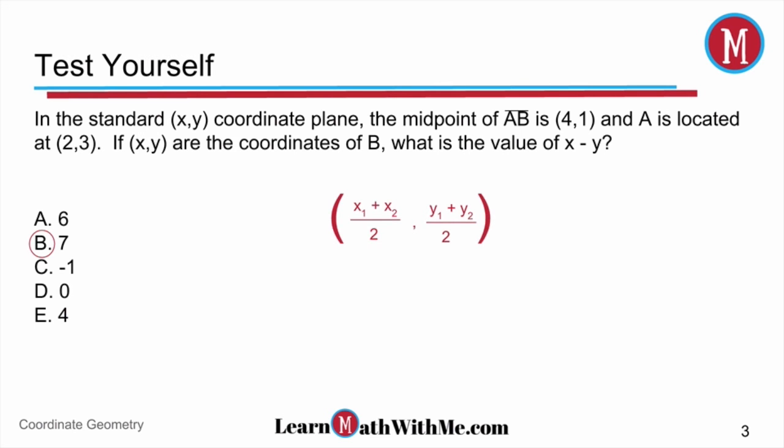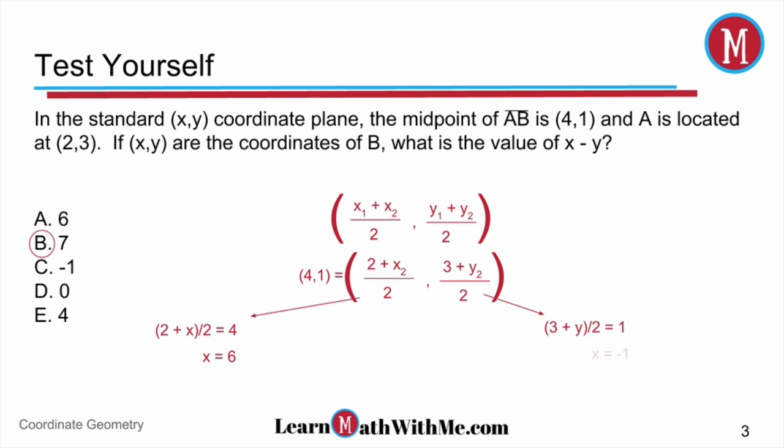So we'll set up the same ordered pair. We're given the midpoint of 4, 1, and we'll plug in the A value that we already know, which is 2, 3. Now we'll solve each one of these separately, and we'll find the x sub 2 value, which is for the coordinates of B, and then we'll find the y sub 2, the y coordinate of B, and so we find that the coordinates of B are 6, -1, but it asks us to find x minus y, and we'll plug those values in, and we get 7.